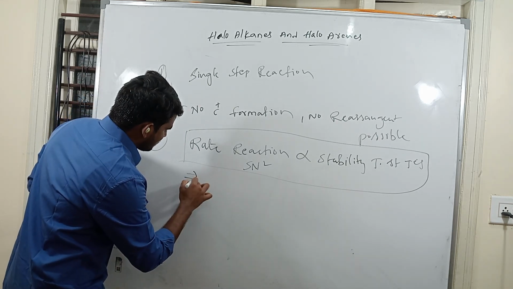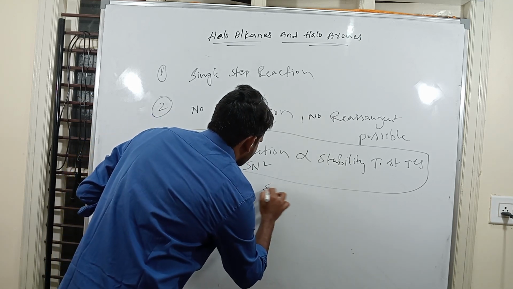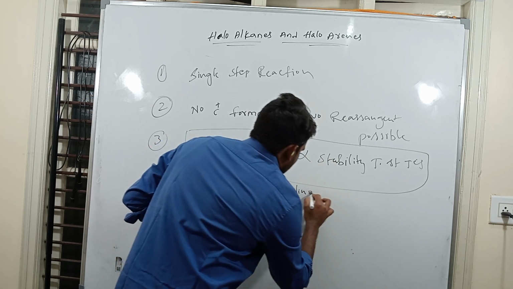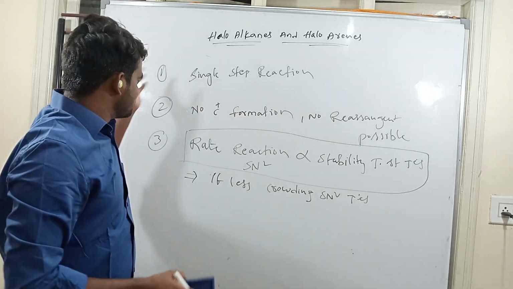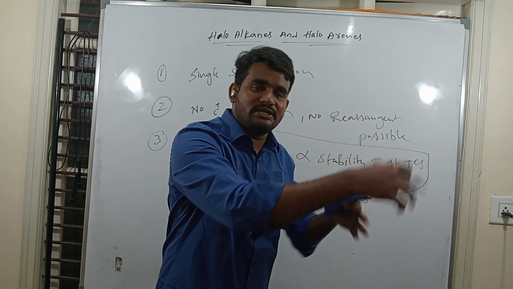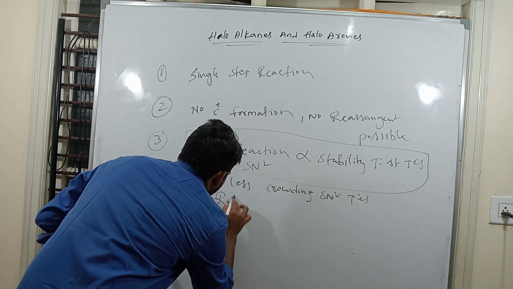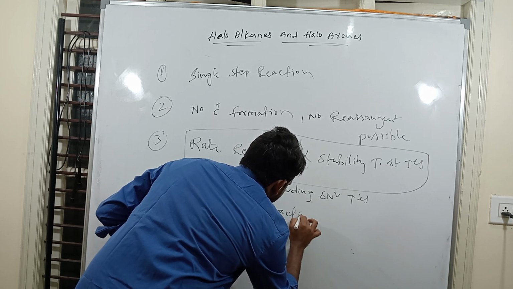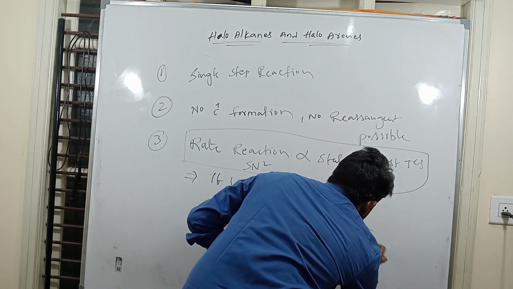The second point is that if less crowding is there, the SN2 reaction increases. The SN2 reaction is nothing but attacking on the backside. So if the backside has less crowding, the nucleophile easily attacks and forms a transition state and an inversion product. So the rate of the SN2 reaction is inversely proportional to the steric hindrance.